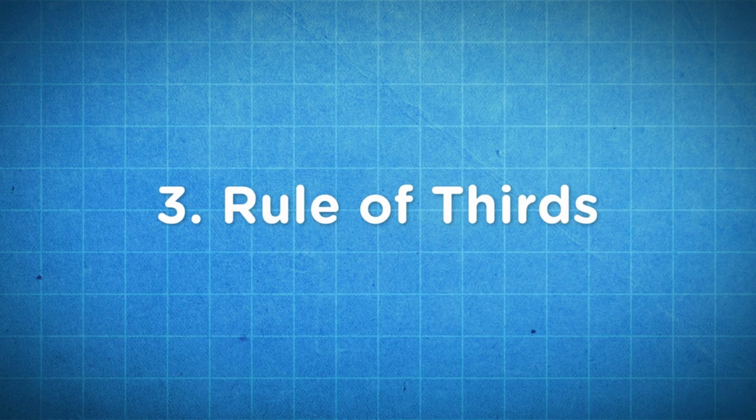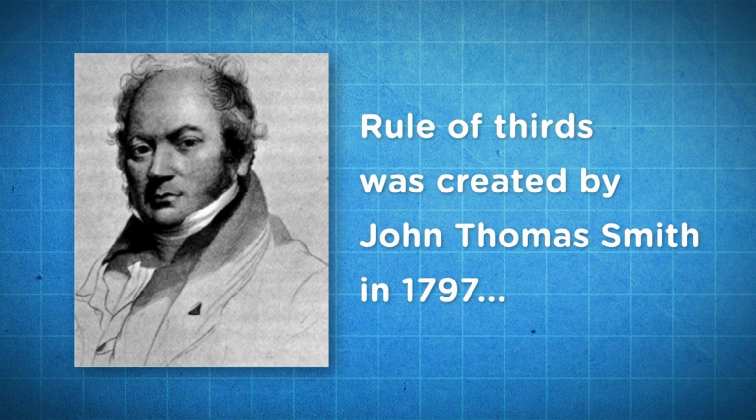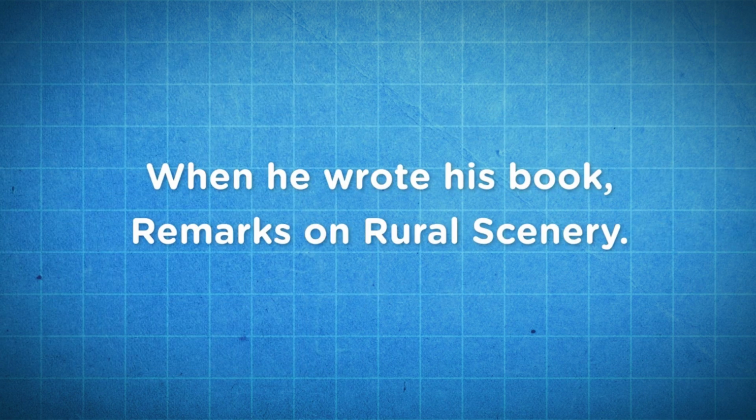Number 3, rule of thirds. Rule of thirds was created by John Thomas Smith back in 1797 when he wrote his book on remarks of rural scenery. And it's actually less of a rule and more of a guideline. So this old guy staring at cows and tall grass had a point though.